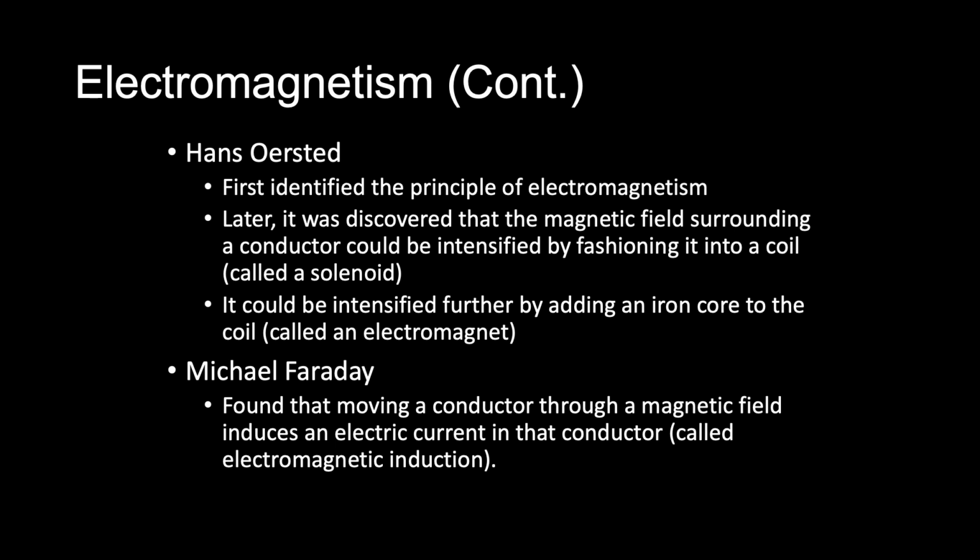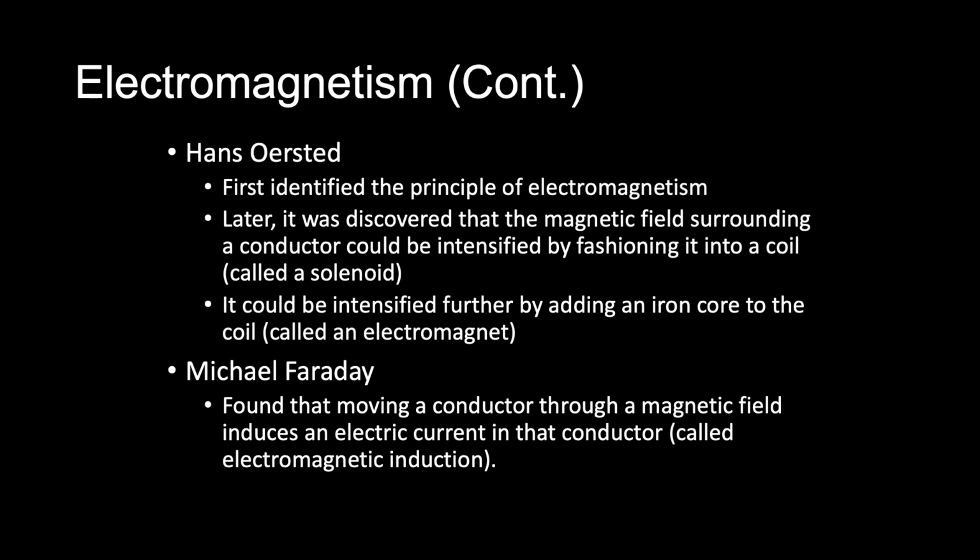Shortly after Ørsted's discovery, a British scientist by the name of Michael Faraday found that a moving conductor, such as a copper wire, when put through a magnetic field, had an electric current induced in that conductor. This phenomenon is called electromagnetic induction.